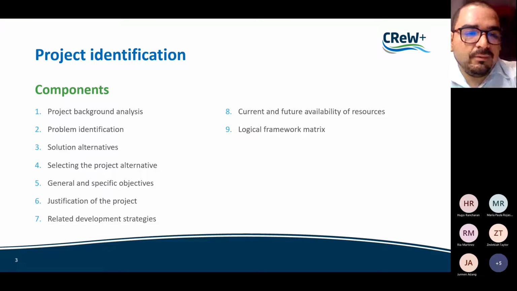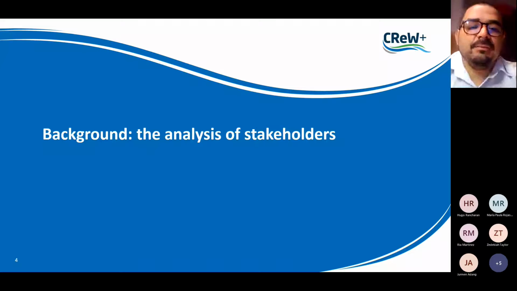First, remember our components in the project identification document: the project background analysis that we are going to discuss today, the problem identification that we discussed on Monday, the solution alternatives that we are going to discuss today, also selecting the project alternative, the general and specific objectives, justification of the project, related development strategies, current and future availability of resources, and logical framework matrix. So let's start with the background analysis of stakeholders.